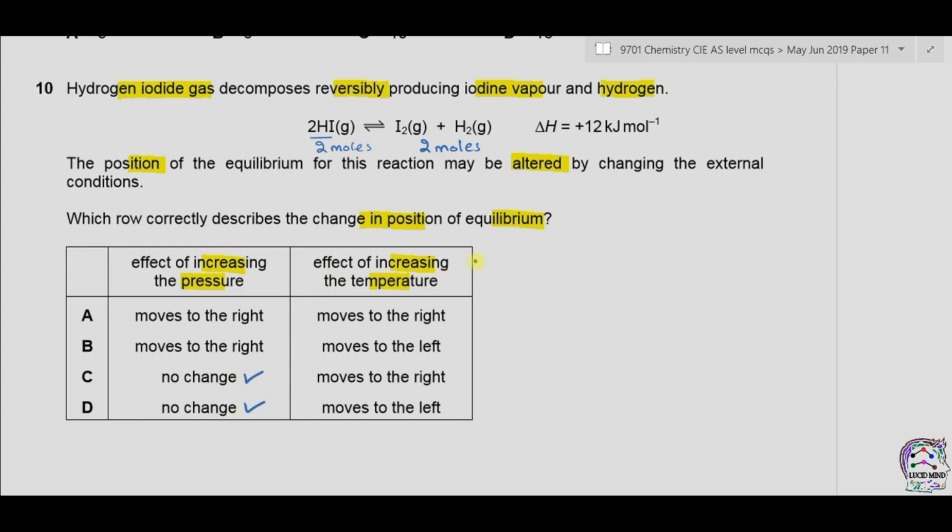Second thing is the increasing of temperature. As we can see, the reaction is endothermic. So for an endothermic reaction, if temperature is increased, the reaction moves in the forward direction and the position of equilibrium also moves to the right. This is because an endothermic reaction requires energy in order to convert into products. So if you are increasing the temperature, the reaction will move forward. If you are decreasing the temperature, the equilibrium will move backward. The answer is therefore C.